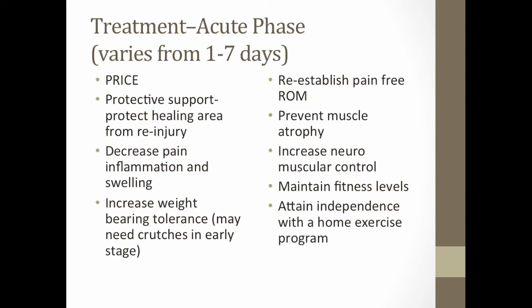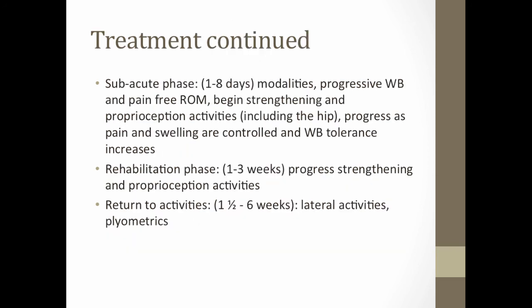So in treating an ankle sprain, these are just some general guidelines, but in the early phase, this can range from 1 up to a week. This is your PRICE. You're doing protective healing. You want to prevent that ankle from getting any further injury. So you're trying to decrease pain, inflammation, and swelling. You're trying to get them back to full weight bearing, but they may need to use crutches in this early stage, especially if it's going to protect them and not let them get injured even more. We're going to try to work on getting their full range of motion back and preventing muscle atrophy. So we want them during this time not to lose their overall functional level, and we want to get them to be doing most of their exercises on their own.